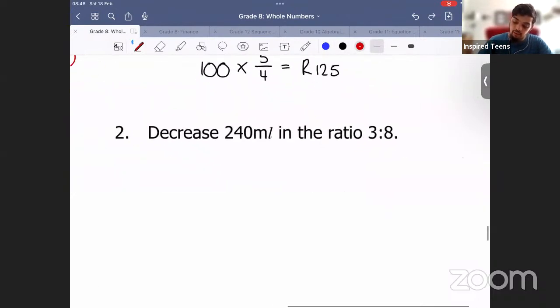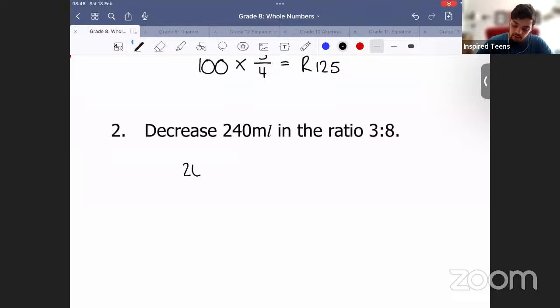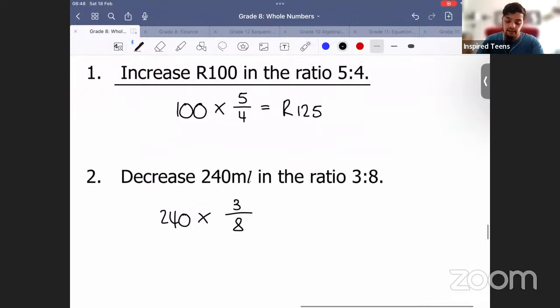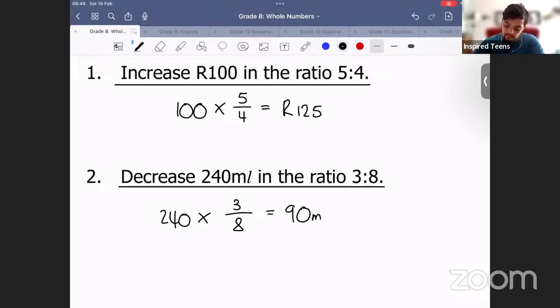So that's exactly what I'm going to do. I'm going to say 240 multiplied by the ratio as a fraction, but I'm going to put the bigger number at the bottom because I am decreasing in that specific given ratio. So I'm going to say 240 times 3/8. And that is going to be 90, in this case, milliliters.